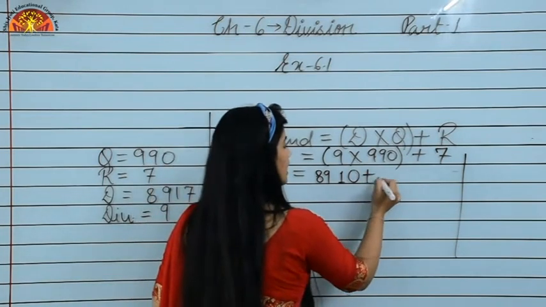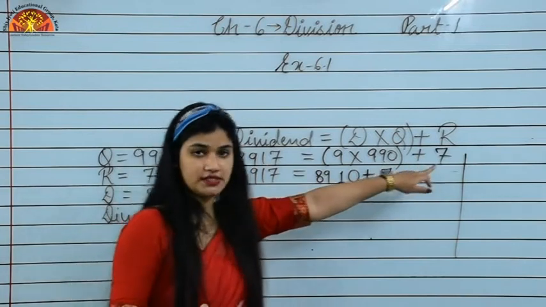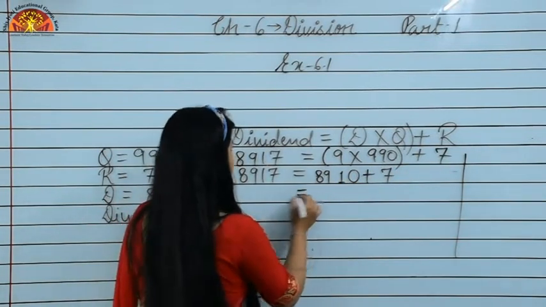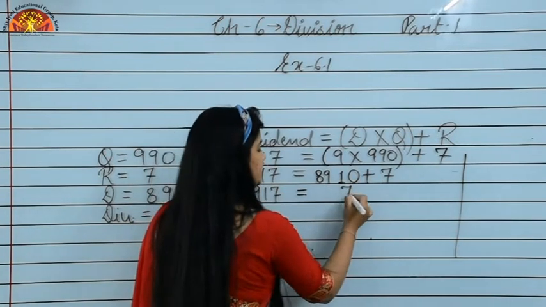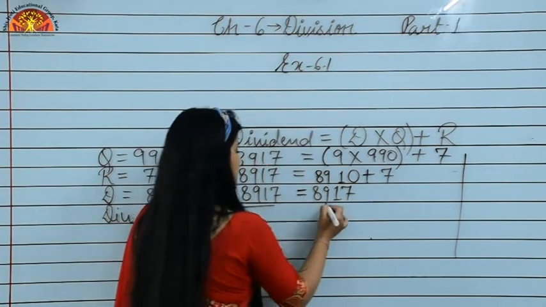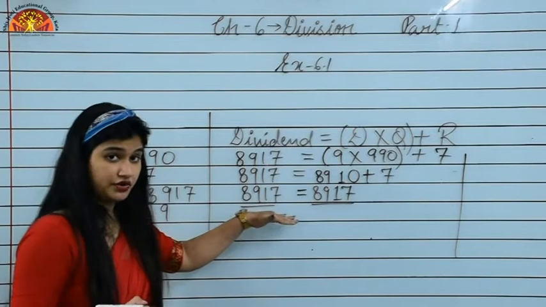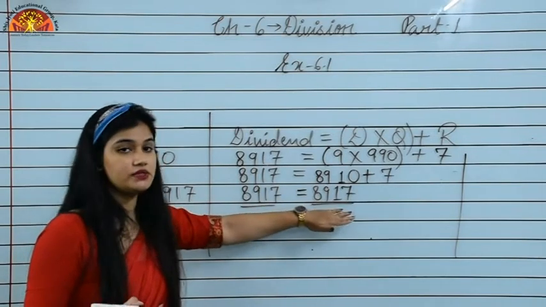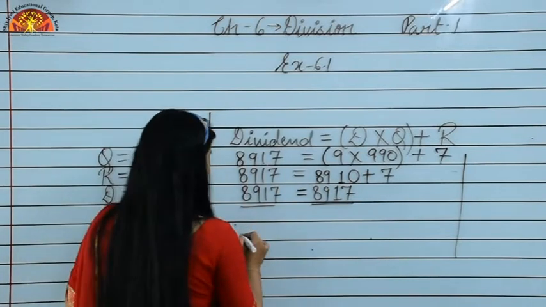Now we have to add 7. इसमें हमें क्या करना है? 7 add करना है, which is the remainder. Now we'll see the answer. 0 plus 7 will be 7, 1 as it is, 9 as it is, 8 as it is. And this side 8917 is equal to 8917. It means our division is correct.